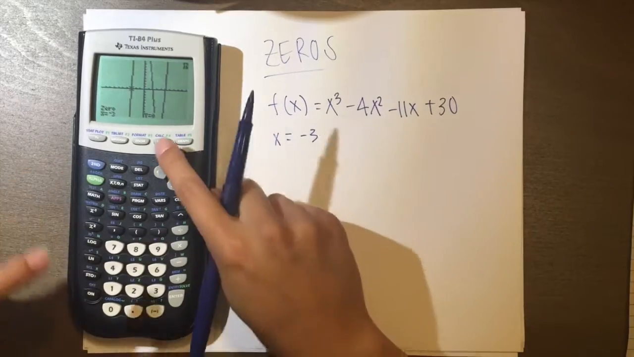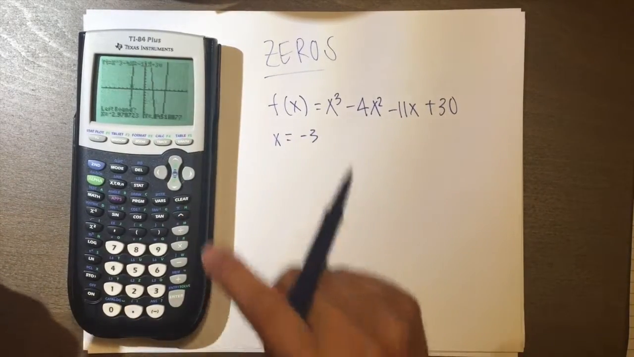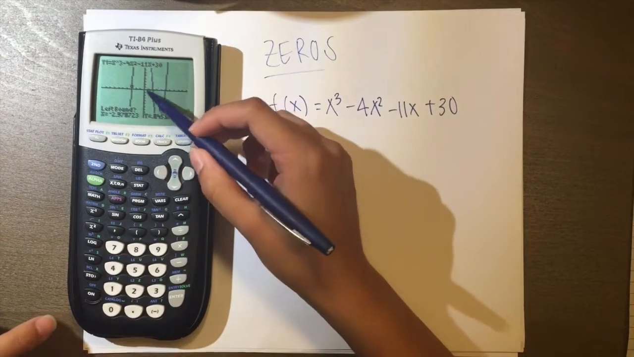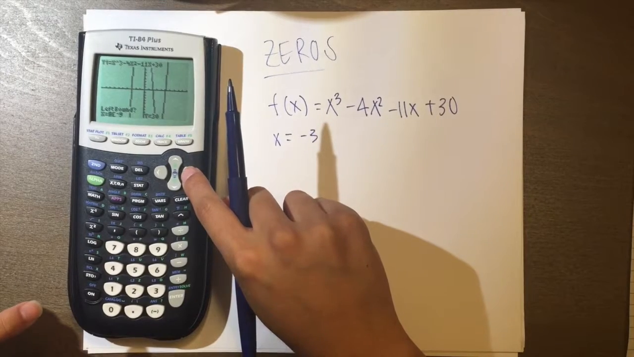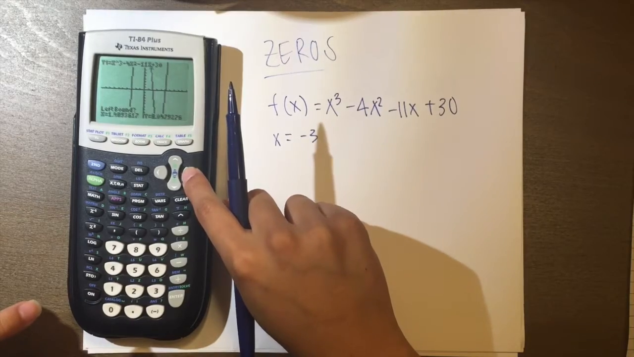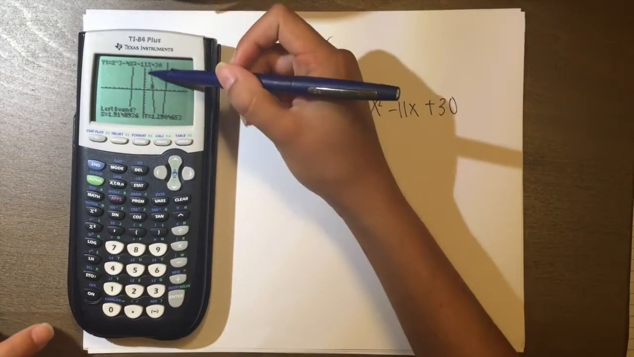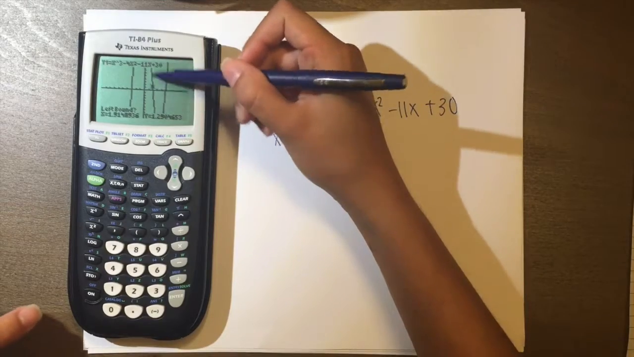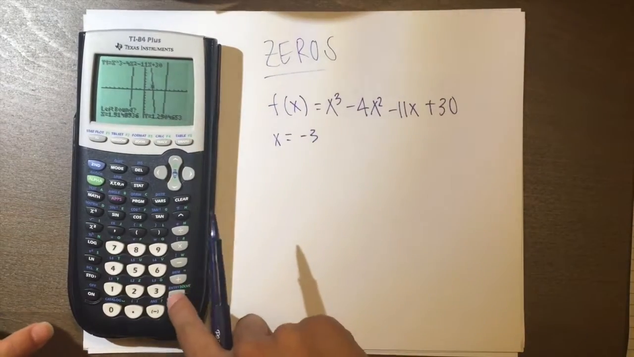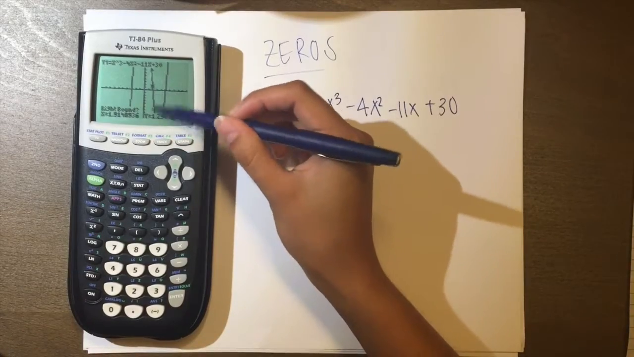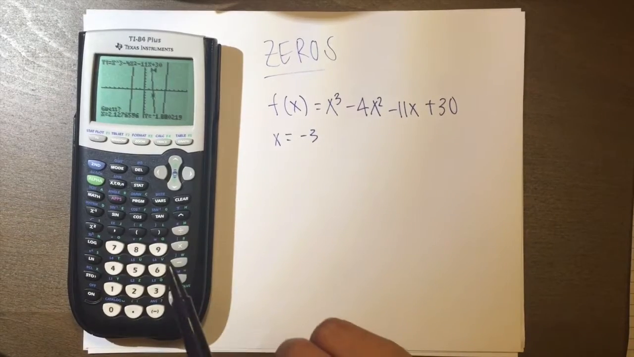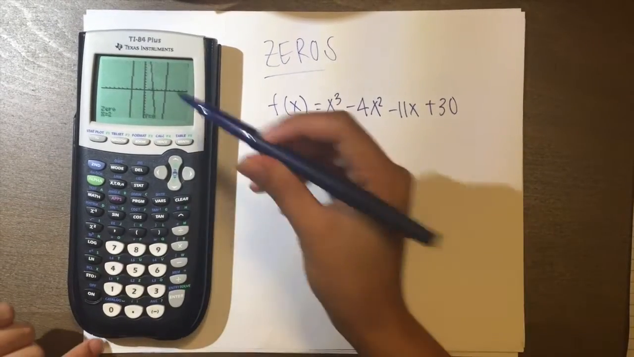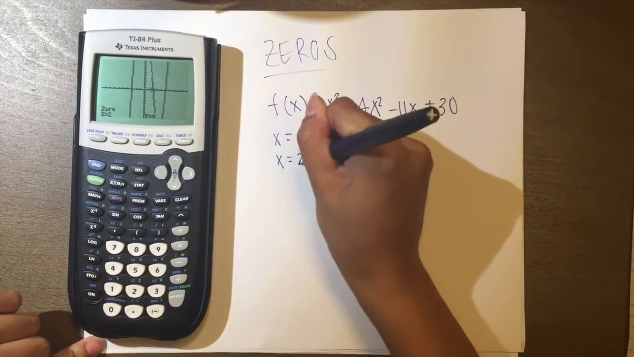So what we're going to do is second, trace, go to the zero function. It is asking for the left bound of our next target zero. So we want to move our cursor to the left bound side. And the left bound for this one, as you can see, is the positive side of the graph. So we're going to press enter, and then the right bound would be the negative part since it's on the right of the target x. Press enter again, and then guess, enter. Our next zero is x equals 2.